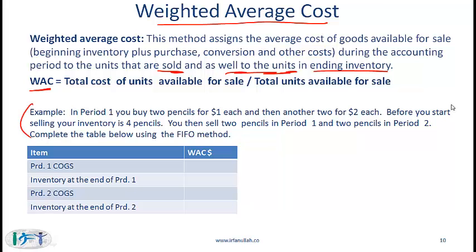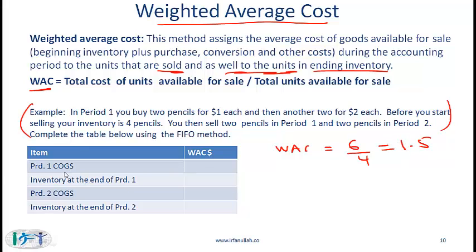If we consider the same example and calculate the period 1 COGS, now notice, before you come to period 1 COGS, you have to come up with weighted average cost. This is the total cost of units available for sale. Remember, you bought goods for $1, $1, $2, $2. So the total cost was 6 divided by the units available for sale, which was 4. So your weighted average cost is 1.5 per unit.